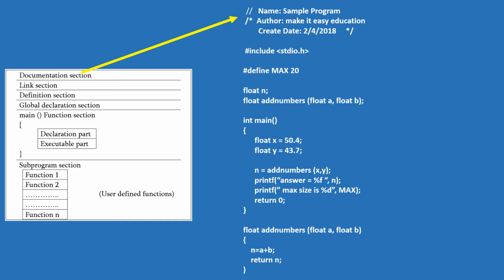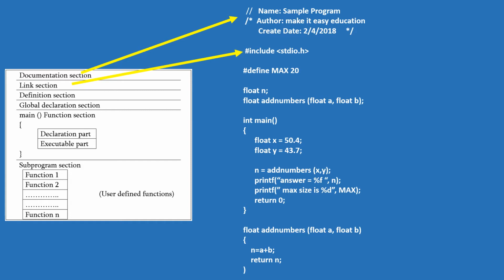Documentation section. The documentation section consists of a set of comment lines which gives the name of the program, the author and other details. In C, we can create a single-line comment using // and create a multi-line comment using /* */. These lines are ignored by the compiler.